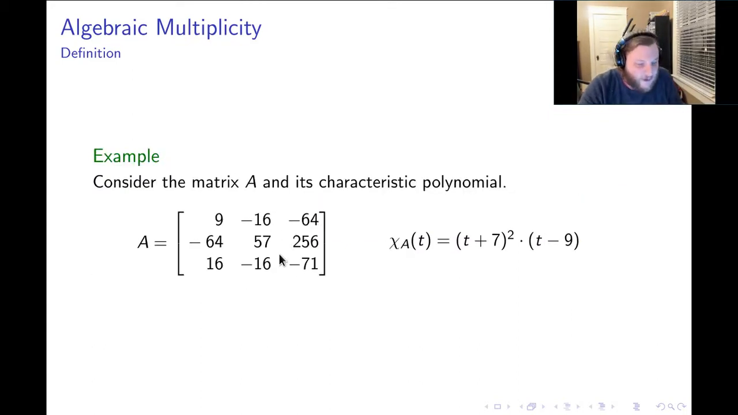Here we have a perfectly good 3 by 3 matrix, and someone has been kind enough to factor the characteristic polynomial for us. The characteristic polynomial is t plus 7 squared multiplied by t minus 9. So this immediately tells us that this matrix has two eigenvalues, negative 7 and 9. And the fact that this is factored also gives us the multiplicities. The algebraic multiplicity of negative 7 as an eigenvalue is 2, and the algebraic multiplicity of 9 as an eigenvalue is 1.